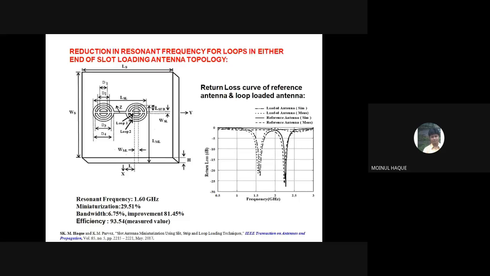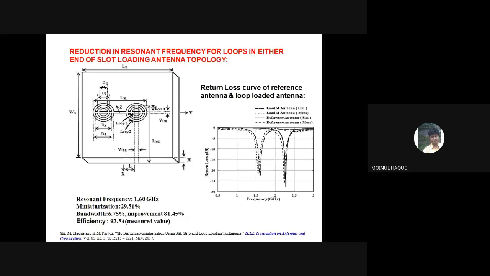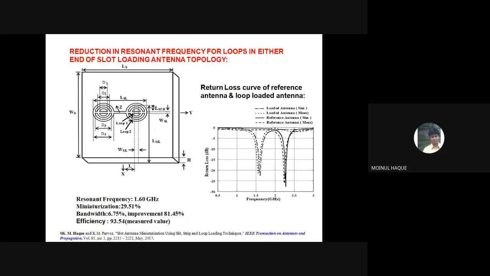On the right hand side, we have shown both the loaded antenna resonance frequency and unloaded antenna resonance frequency. The unloaded resonance frequency is 2.27 and the loaded one is 1.60 gigahertz. Not only the simulated results, we have shown the measured results also because we have fabricated these antennas. Coming to the next slide.